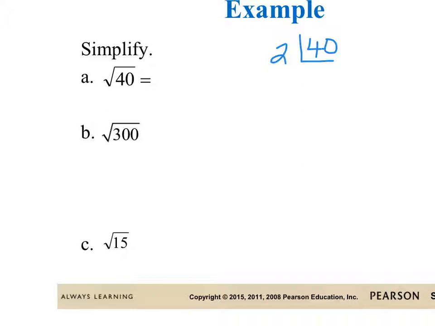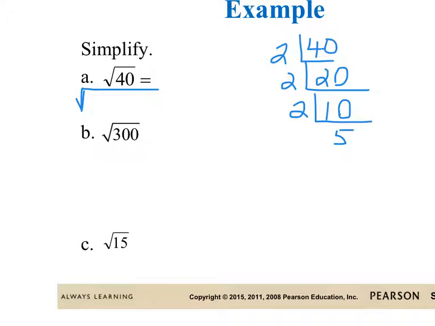My pen isn't cooperating here. And then, of course, 20 is also even, which we can divide by 2 again, and we get 10, which is still even, so we can divide by 2 another time, and now we get 5. So the prime factors of 40 are 2 times 2 times 2 times 5.